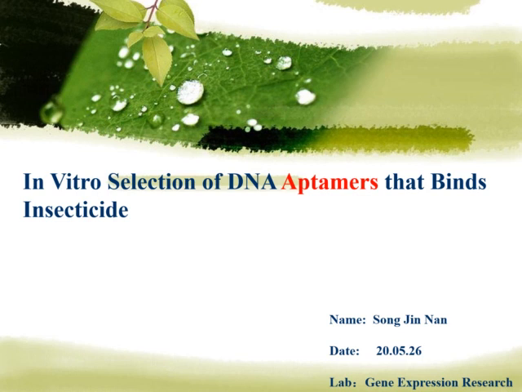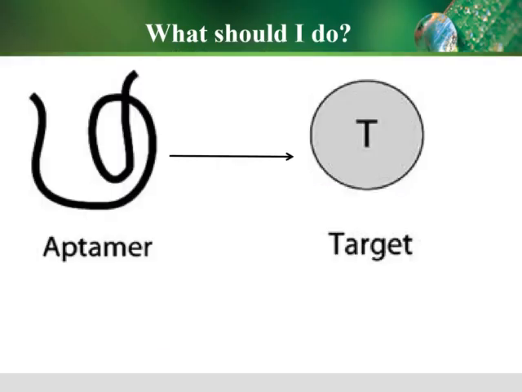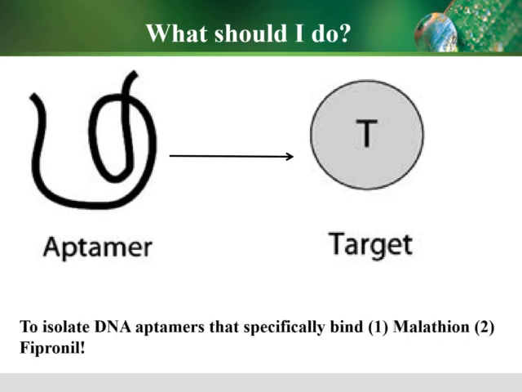Today, I will present my own project, in vitro selection of DNA aptamers that bind insecticide. Firstly is my goal. My goal is to get a specific aptamer that can bind my target. My target is insecticide, such as malathion or fipronil.